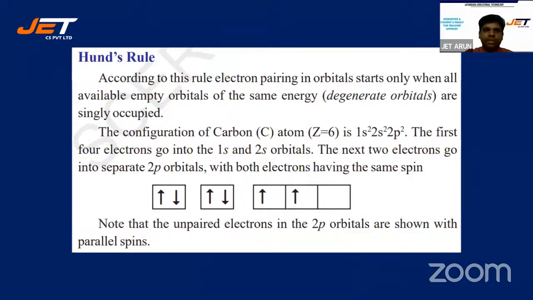Let's talk about Hund's rule. According to this rule, electron pairing in orbitals starts only when all available empty orbitals of the same energy are singly occupied.